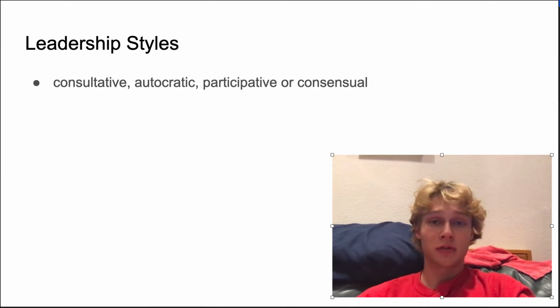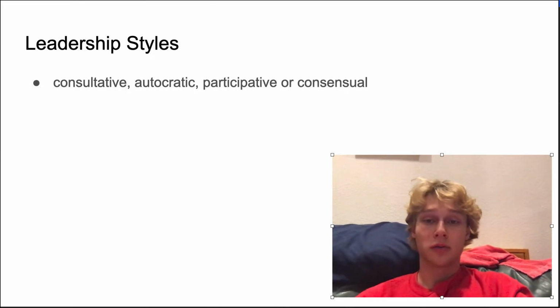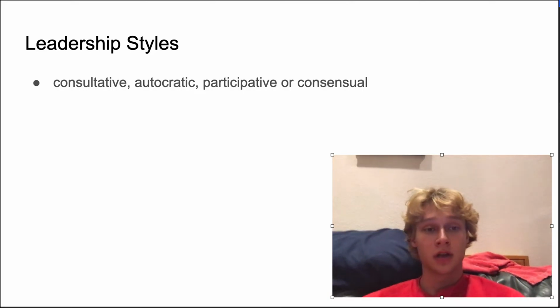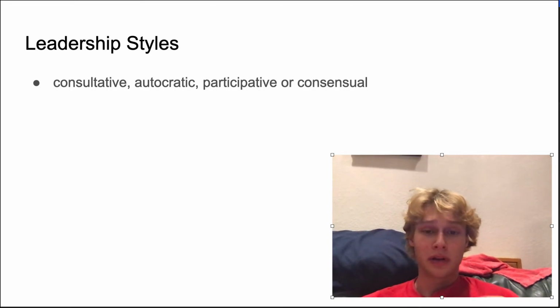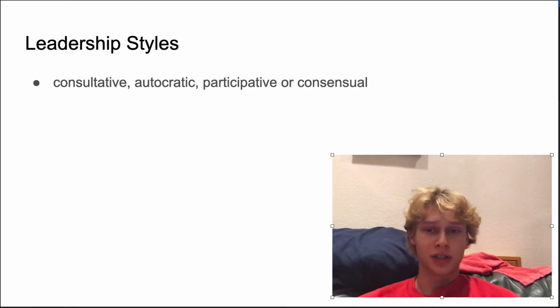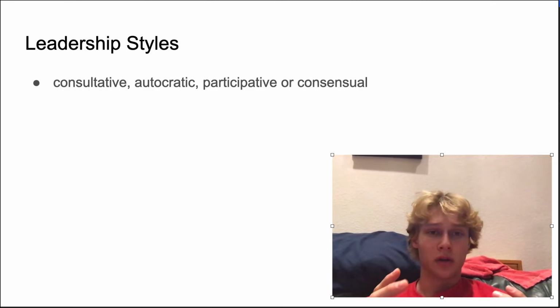Another important topic that comes up at this point in the book was the 4 different leadership styles. And we have consultative, autocratic, participative, or consensual. And so consultative and autocratic are more of, I'm the leader, I make the decisions, I have the final say. And then participative and consensual is more of encouraging group discussion and reflecting what the group wants as a whole.